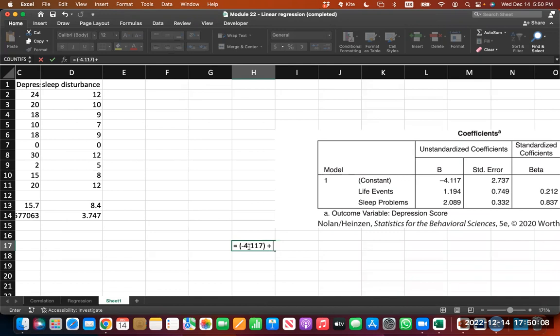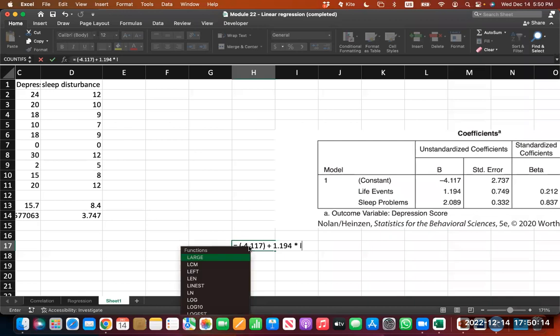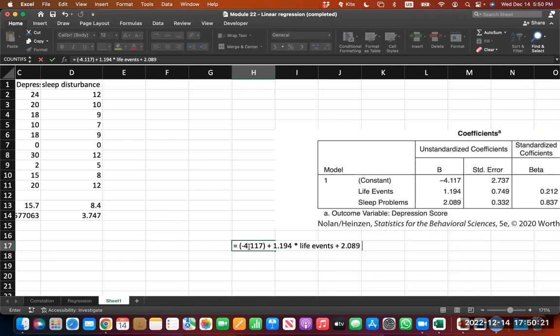Then we have plus 1.194 multiplied by our life events, plus 2.089 multiplied by our sleep problems. So this is how you will approach predicting, again, your dependent variable, utilizing the printout or output from a multiple regression.